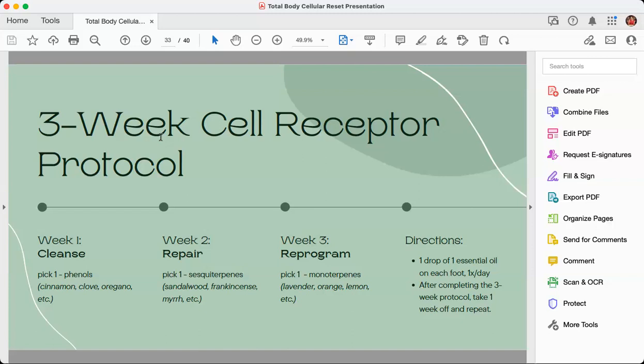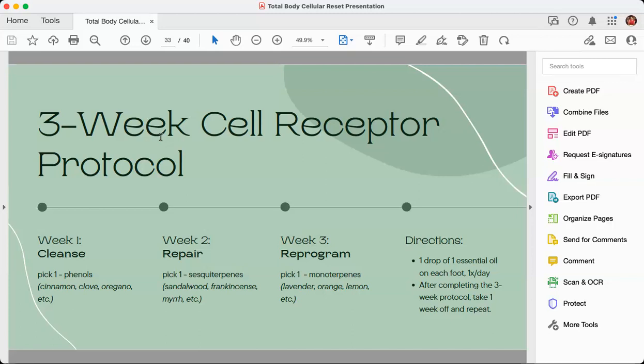That's where we're basically scrubbing-bubbles cleaning the cell receptor sites. And these are your phenols. So that's going to be cinnamon, clove, oregano, etc. If you look online and look up phenols, you can find more. I used clove, but you can pick whichever scent is your favorite under the phenols, but it needs to be a phenol. That's the most important thing, because its therapeutic characteristics will cleanse the cell receptor sites.